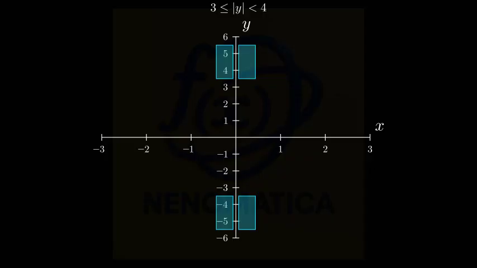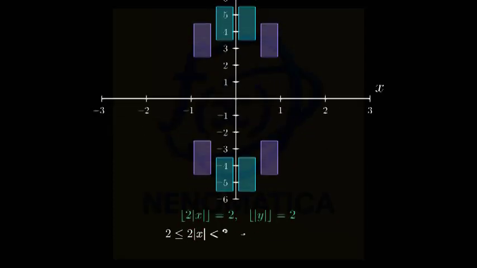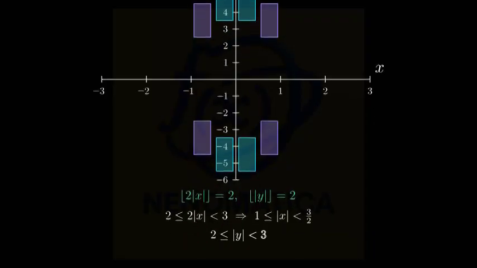Case 2: floor of 2 times absolute x equals 1, floor of absolute y equals 3. For x, 1 is less than or equal to 2 times absolute x, which is less than 2, so 1/2 is less than or equal to absolute x, which is less than 1. For y, 3 is less than or equal to absolute y, which is less than 4. Let us add these rectangles in a new color.